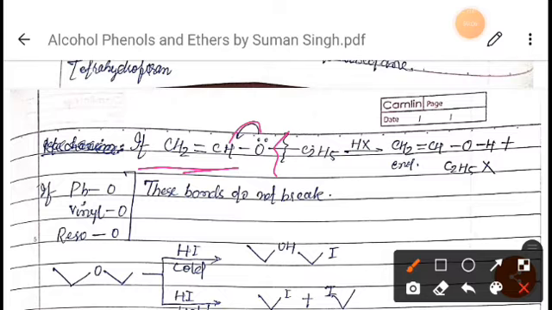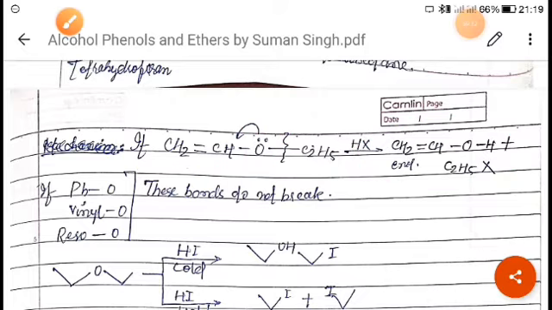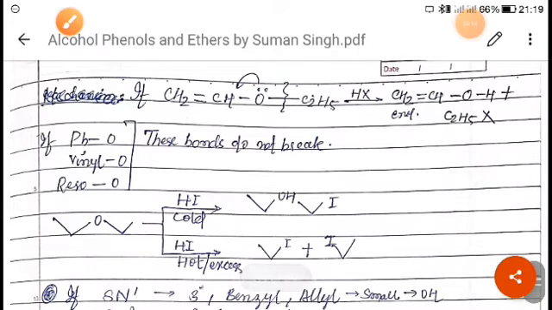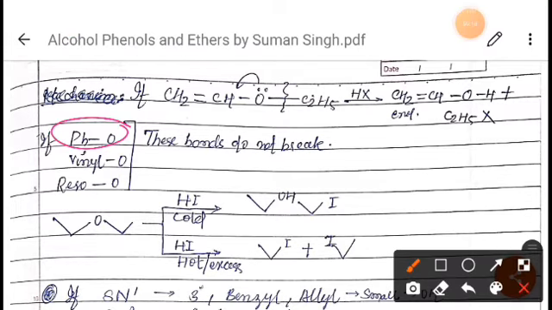When we talk about the mechanism here, this O is shifting here, right? And this bond will break, not this one. This bond will not break, this bond will break, okay? And we will get this, right? Now if phenyl group is attached to this oxygen, or a vinyl group or resonance group, at that time this bond will not break, okay?